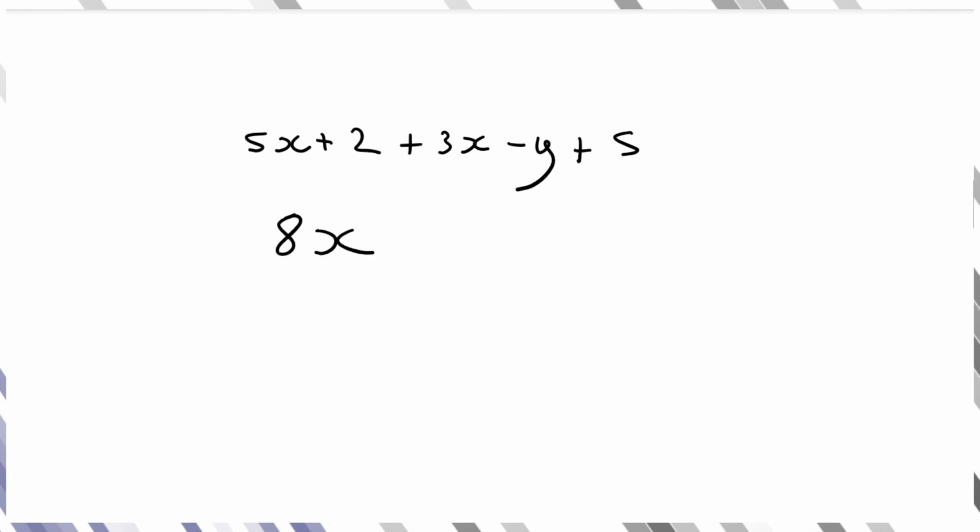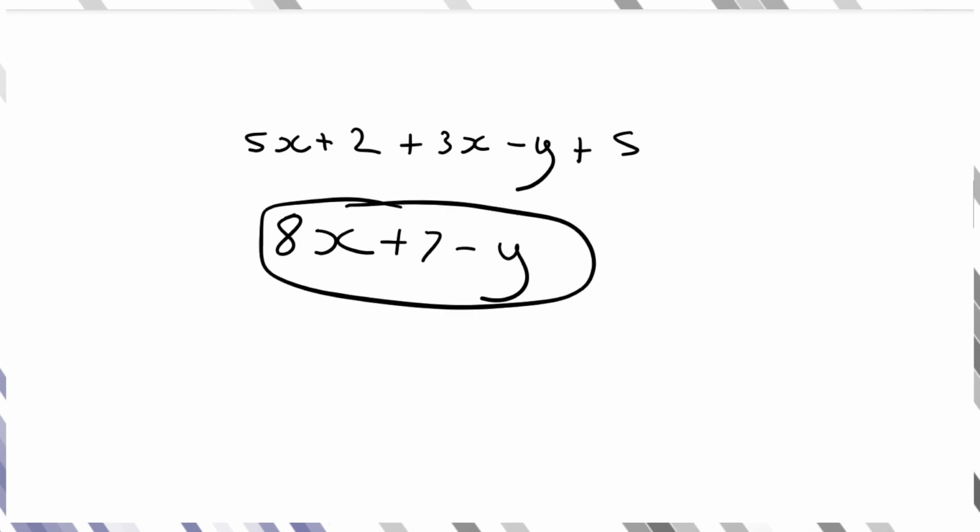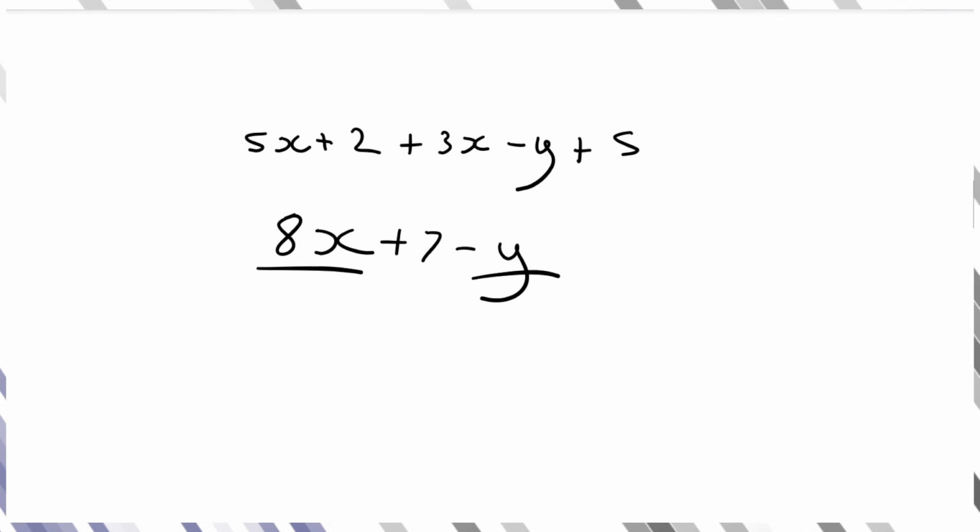And then we've got some numbers on their own here as well. We've got plus 2 and plus 5. 2 plus 5 is just 7, so that's just plus 7. And then there's a random minus y with no other terms with y in it, just on the end there. So if we collect like terms there, we end up with 3 terms, one with x, one with y, and just a number on its own. So all of that is just equal to 8x plus 7 minus y.